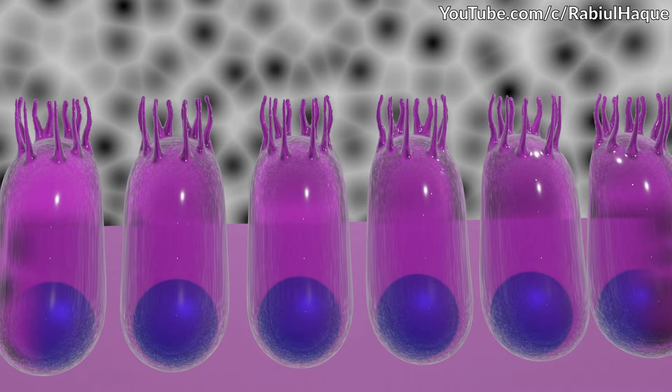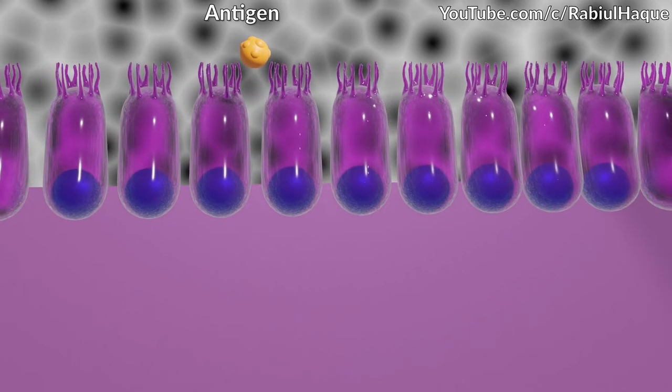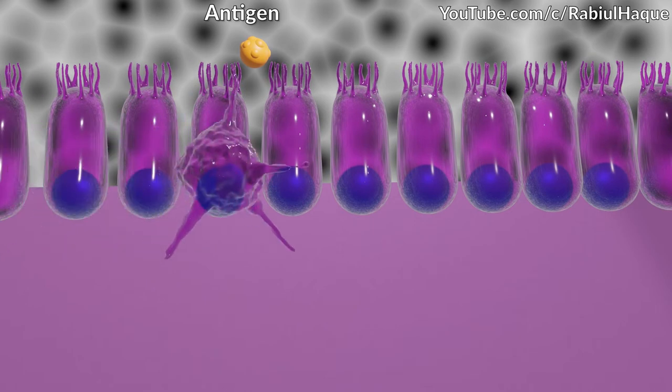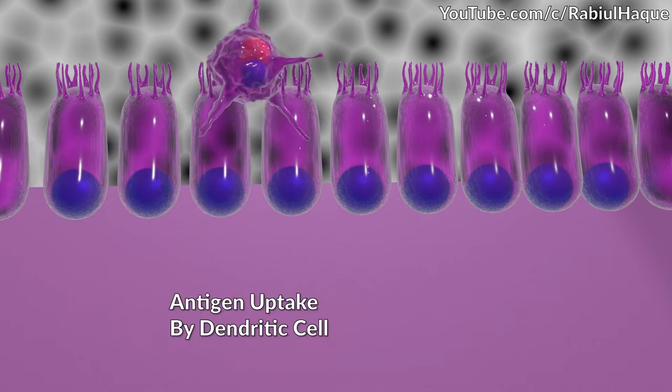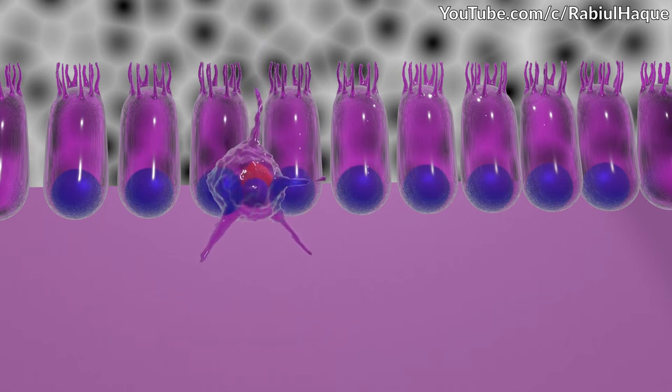Type 1 hypersensitivity occurs in the following steps. The first step is presentation of antigen to CD4 positive T cells by antigen presenting cells. In this scene, we can see an antigen that is denoted with yellow color. It is taken up by an antigen presenting cell that is called dendritic cells. Antigen presenting cells include macrophages, dendritic cells, and B lymphocytes.